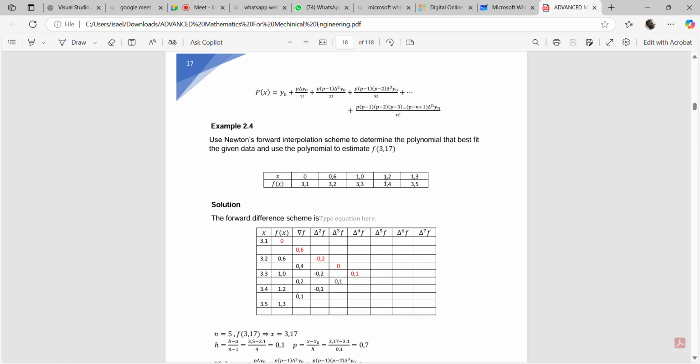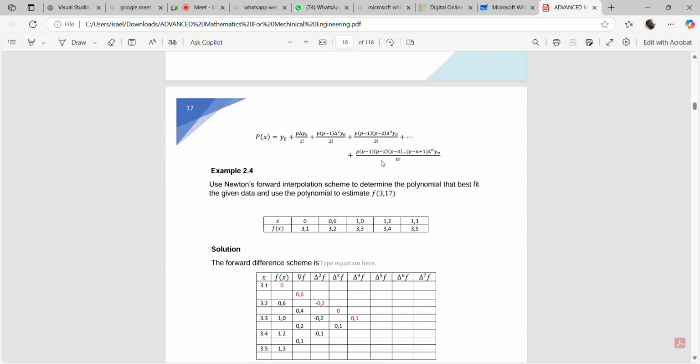Yeah, it is. Let's look at the example together. It is quite easy, guys. There is nothing to worry about here. You will always be given a table. Basically, what they are showing you is how to interpolate.